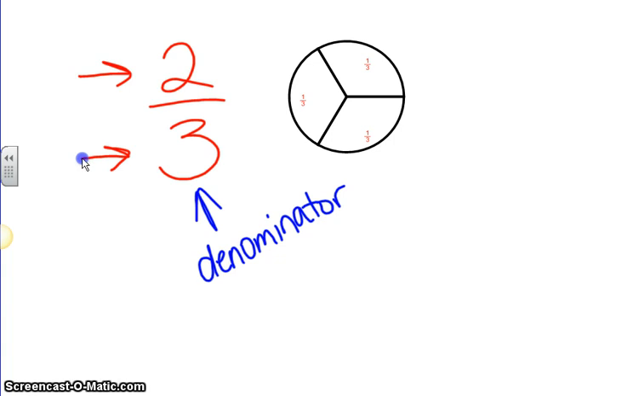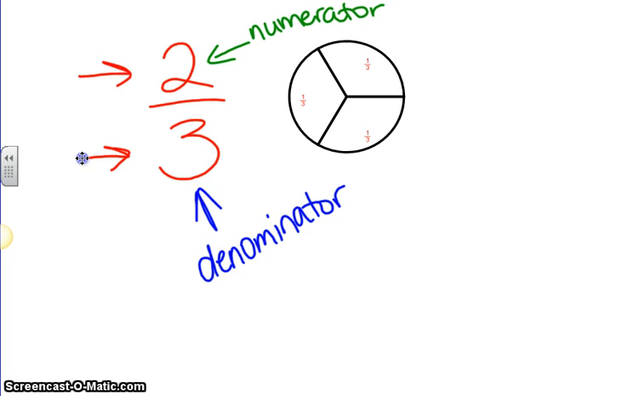Then we have our top number, and that number is called the numerator. The numerator is very specific. It tells us just what we're looking for. Sometimes it's the pieces that are shaded in, sometimes it's the pieces that aren't shaded in. It's just very specific to what we're looking for.